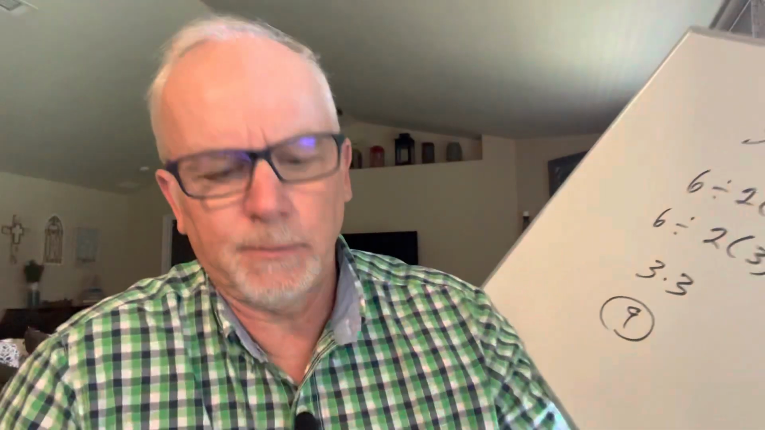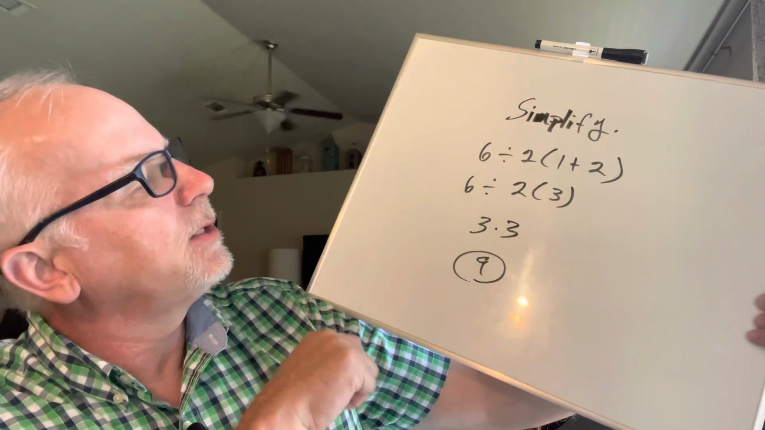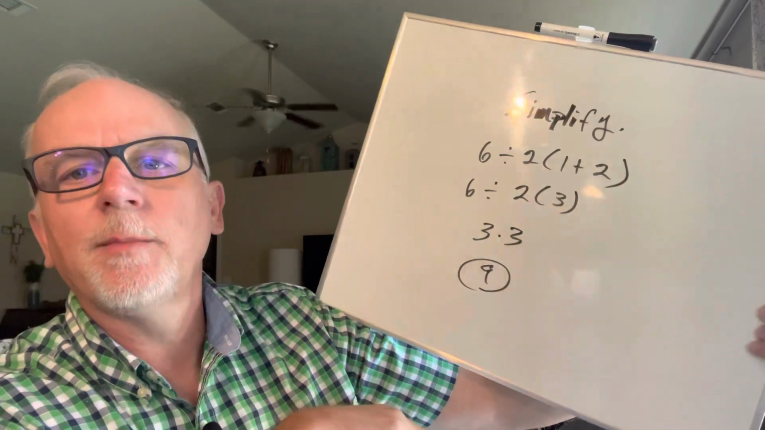are getting wrong. So let's look at it. Here it is. 6 divided by 2 times 1 plus 2 in parentheses.